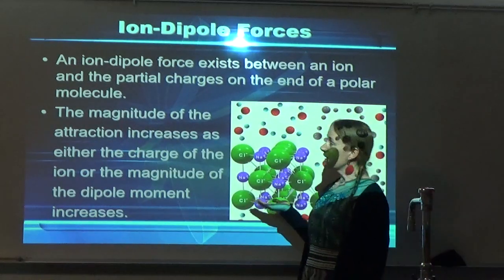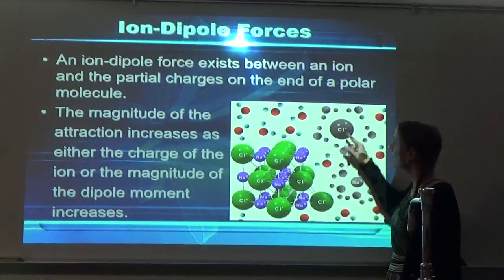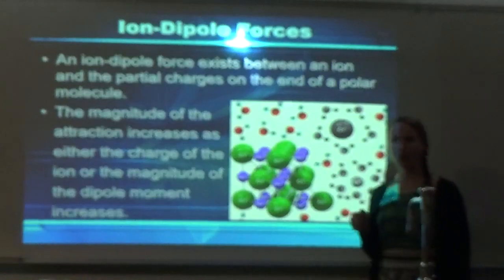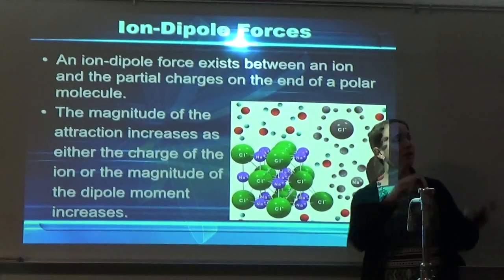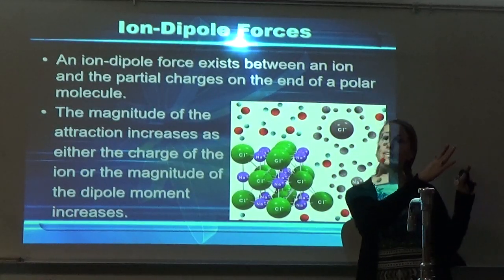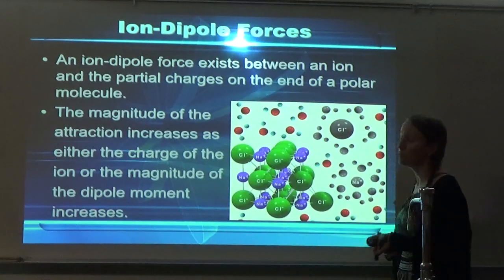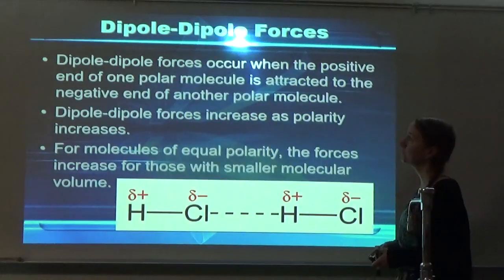The magnitude of attraction increases as either the charge on the ion increases or the magnitude of the dipole moment increases. And dipole moment magnitude increases as the electronegativity difference increases, which means they're further apart on the periodic table in general, if you don't have a chart to look at.